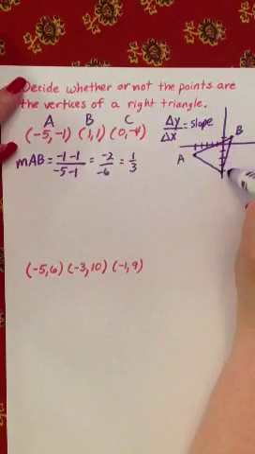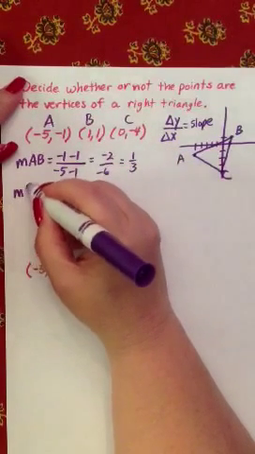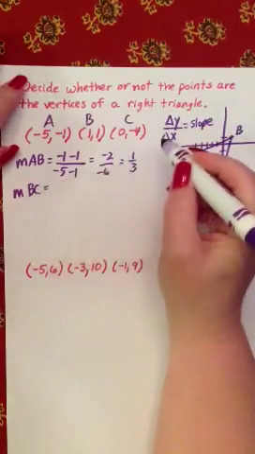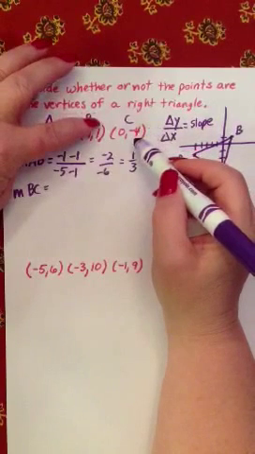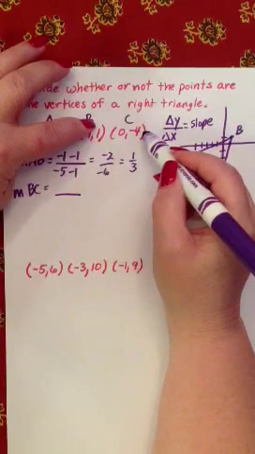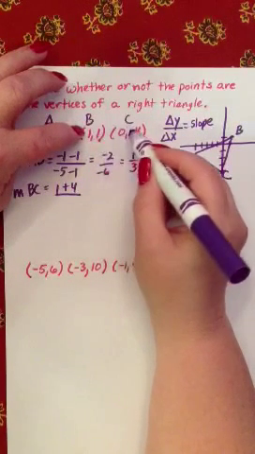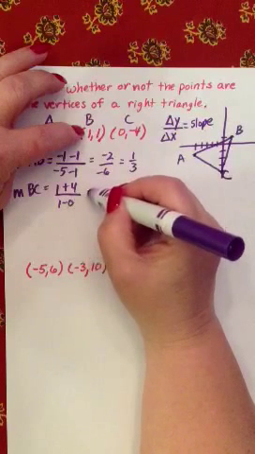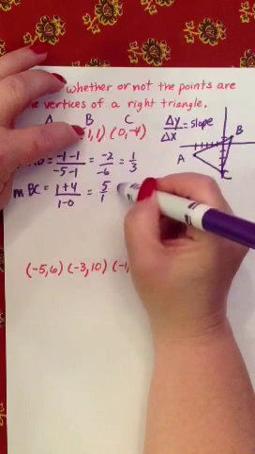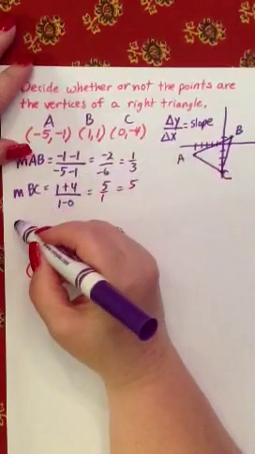Let's find the slope, this was point C here. Let's find the slope of BC. Slope of BC. Okay, so here's B and here's C. Remember, you do the y's first. So 1 minus -4 would be 1 plus 4, and then 1 minus 0. So this will be 5 over 1, which is just 5. Okay, these are not reciprocals of each other, or negative reciprocals.